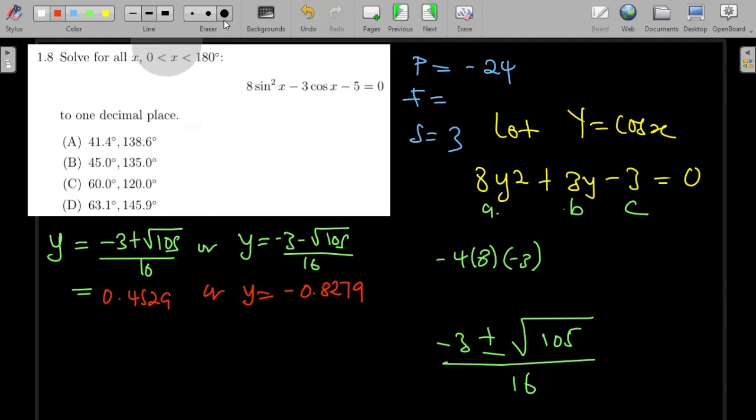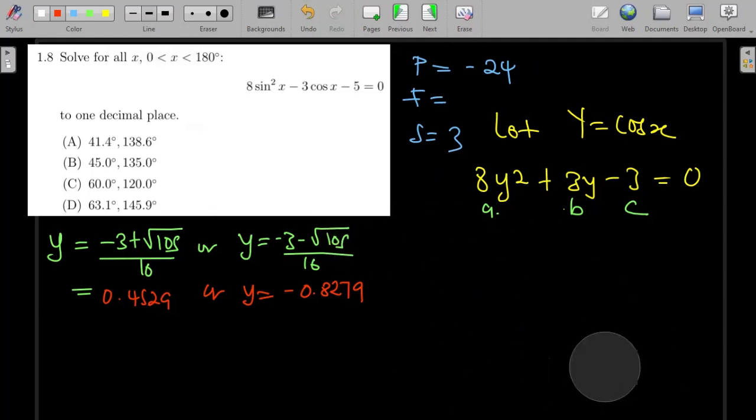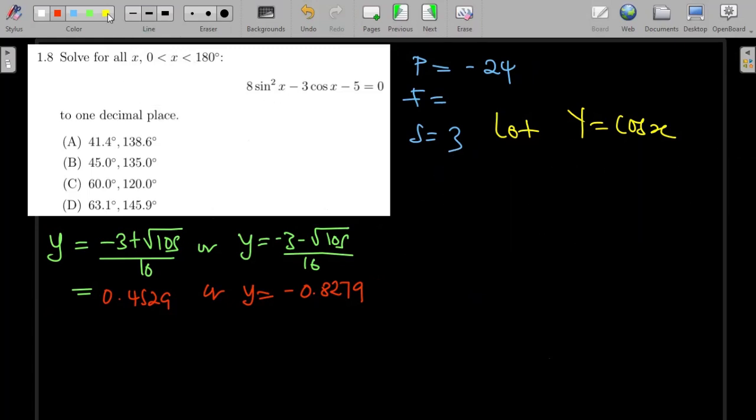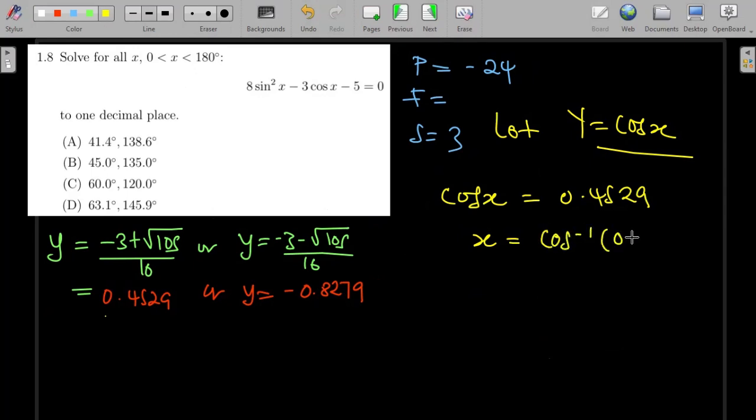So these are my values of y. But my purpose here is to find the values of x. We know y is equal to cos x. So for the first one, cos x is equal to 0.4529. So x will be equal to the inverse, cos inverse of 0.4529. Let's punch this into the calculator. Cos inverse of 0.4529.